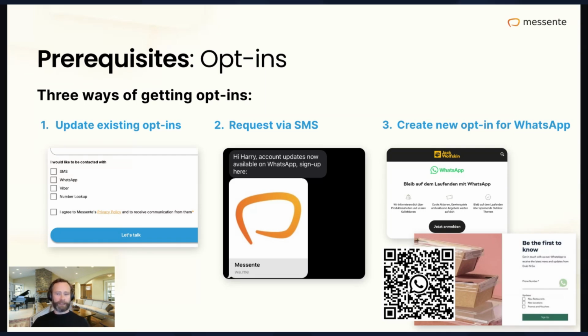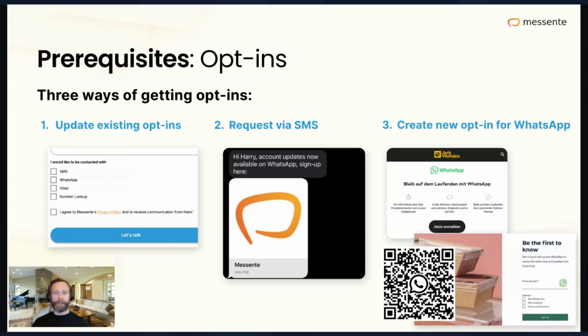Next, you could invite users to opt into WhatsApp, and you could use SMS for that. So you take your existing SMS database, let them know you've now got WhatsApp as an option, and send them a link to sign up and opt in to that.